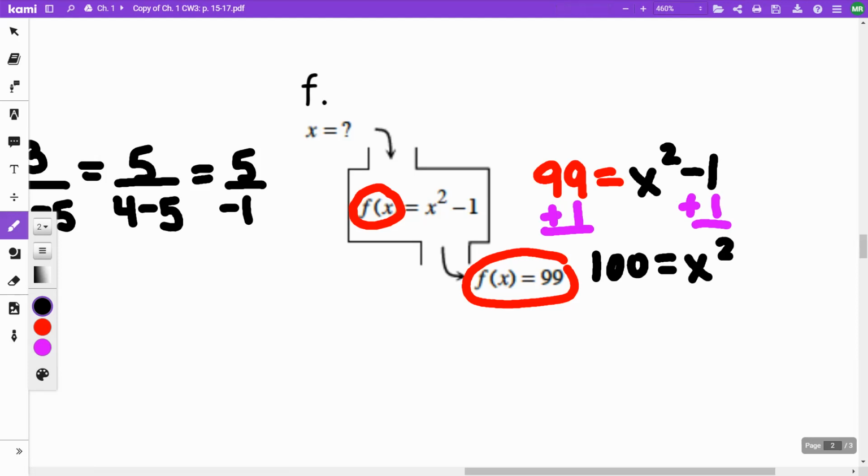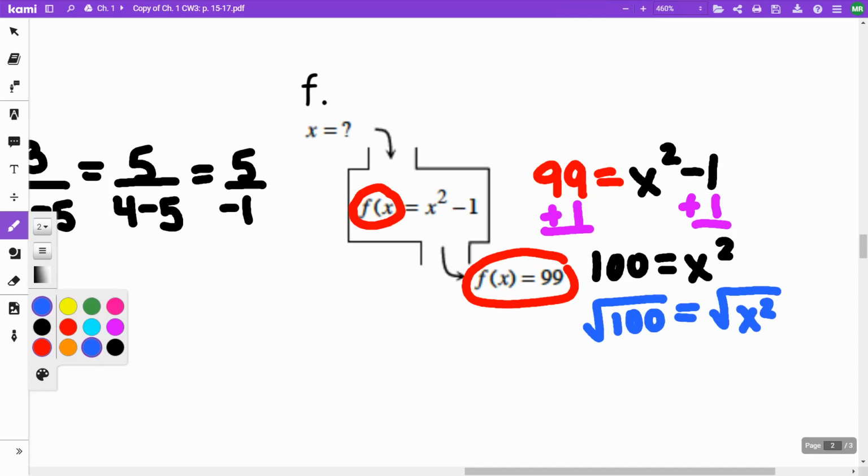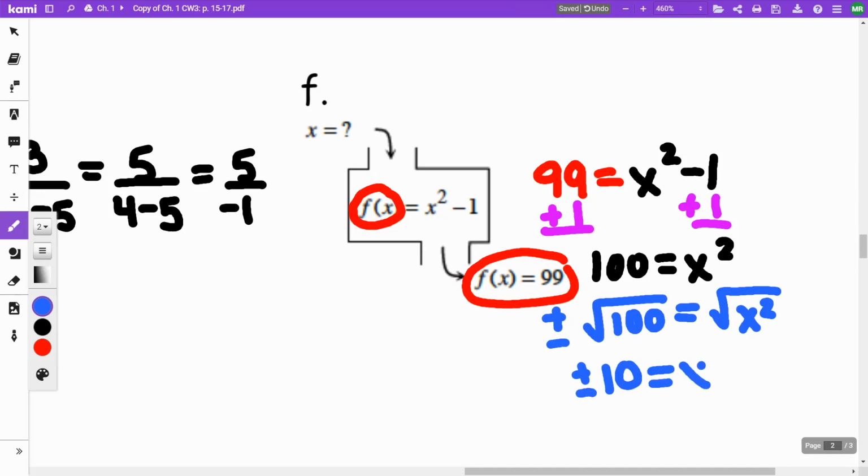Now what I'm going to do is take the square root of both sides. When I take the square root of both sides, I have to be careful. When I take the square root of a 100, anytime I take the square root, I always get a positive and a negative. This is one that's also kind of a trick. There's going to be 2 answers here, because a positive 10 squared is a 100, and so is a negative. So I get a positive and a negative 10. You want to be careful with that. We're going to get 2 answers.